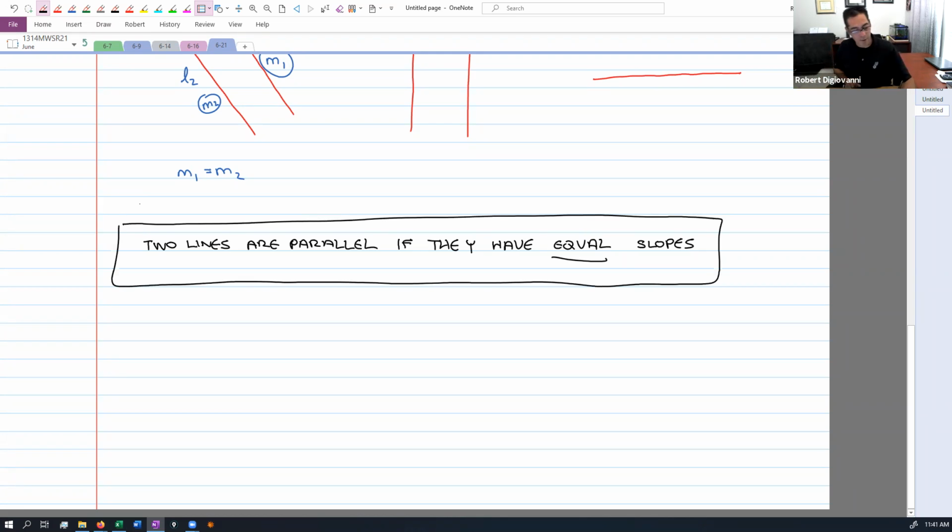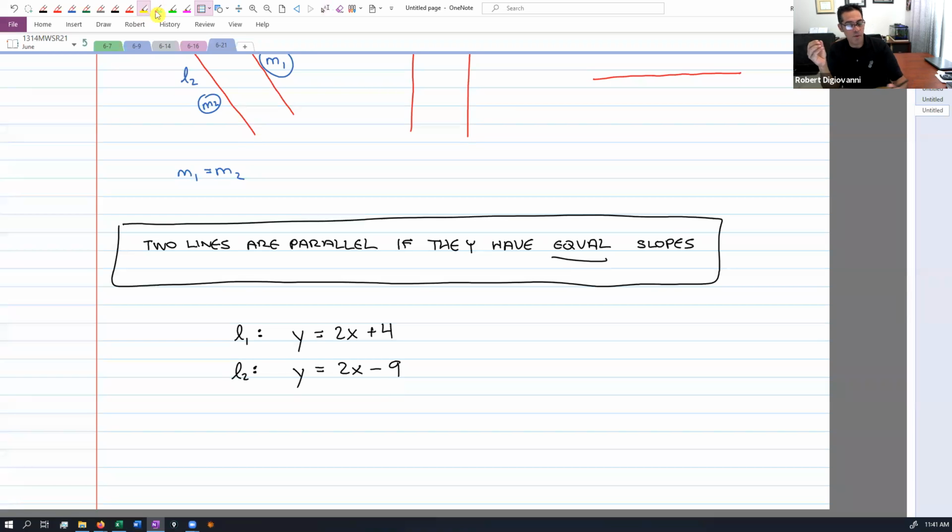So let me give you an example. What if I tell you the line L1 is this line, and then I tell you that L2 is this line. Do you all see that both of these lines are written in slope-intercept form already? They both look like y equals mx plus b. Y'all see that? So they're both solved for y.